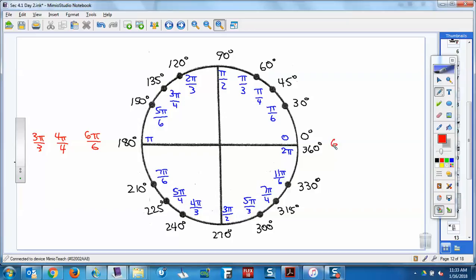Right? So 2 pi, a lot of times we'll think of as 6 pi over 3. We'll think of it as 8 pi over 4. We'll think of it as 12 pi over 6, like you just got done doing in that problem. Okay? So getting these common denominators to work with is something that's really helpful when we're working with our radian measures around this circle. Okay?